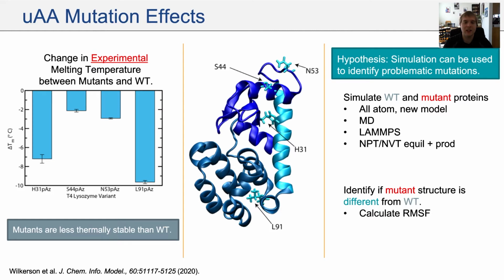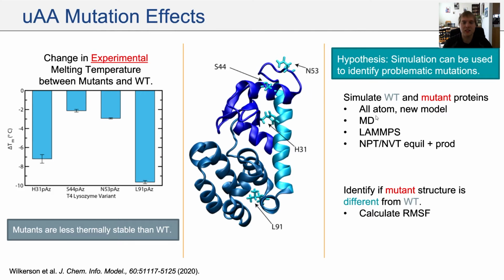The data indicate that all mutations destabilized the protein, but that mutations at serine 44 and asparagine 53 were much more stable than mutations at histidine 31 or lysine 91. But what we want to do is know this information without doing the experiment. We want to know to avoid H31 and K91 and use S44 and N53 instead.